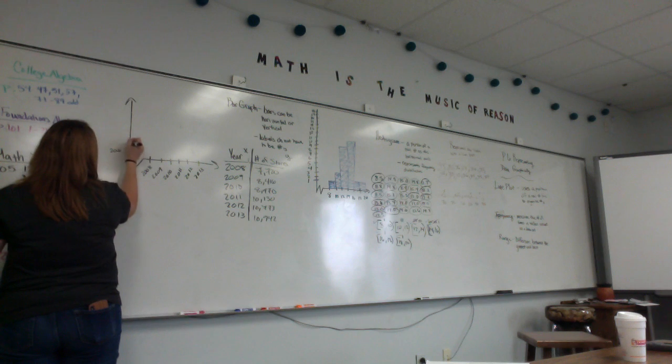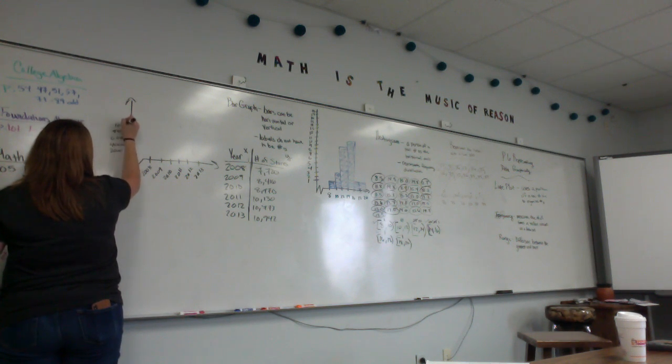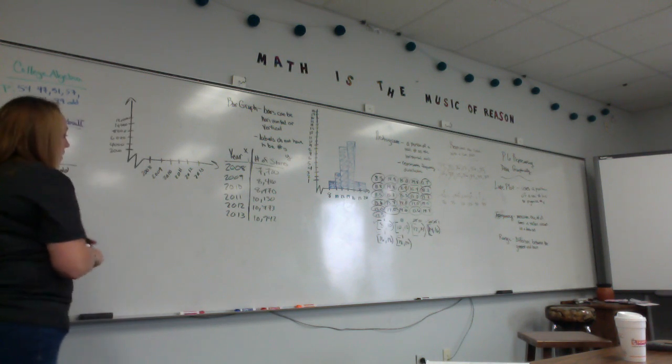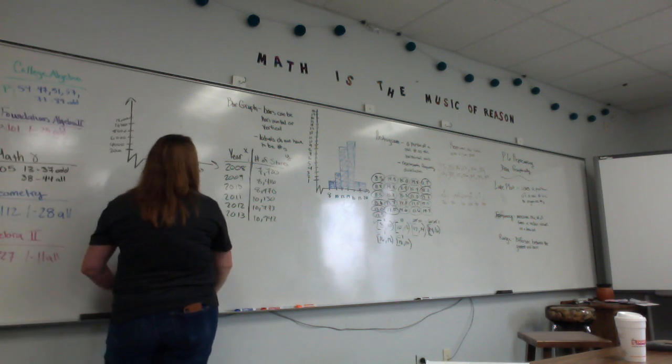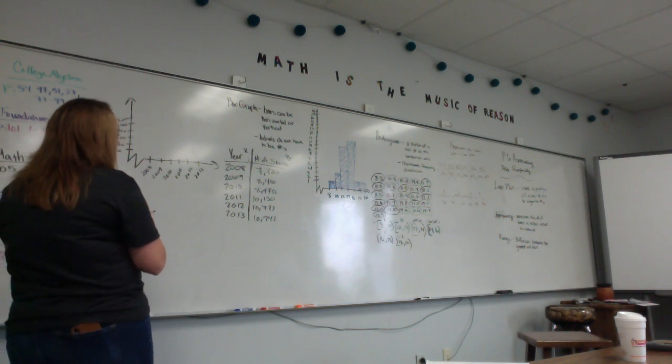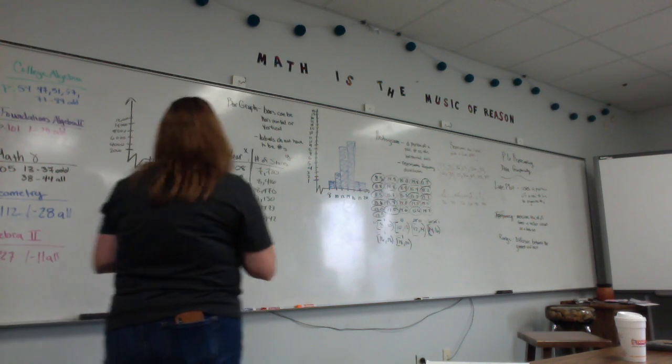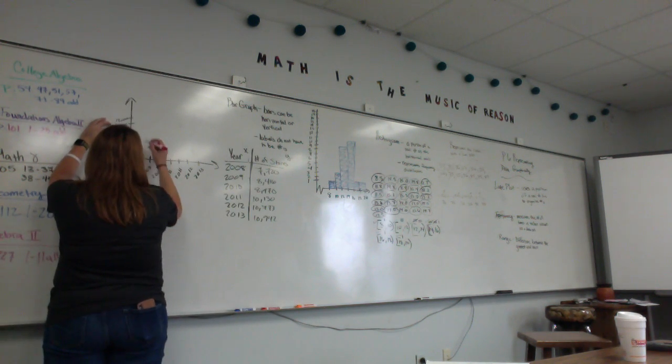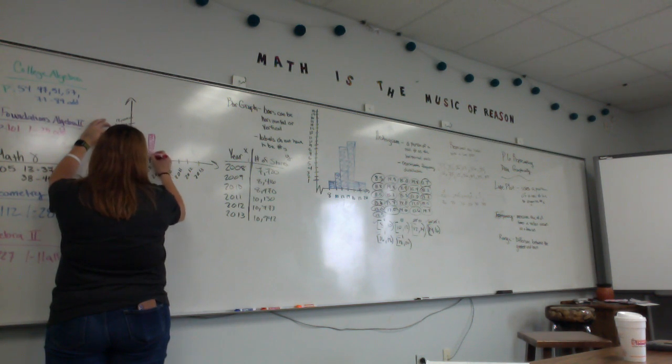2, 4, 6, 8, 10, 12. Okay? From there, you just fill out your bar graph the same way, except your bars do not touch like they do on the histogram. So 2008 is 7,720. So you're going to go to 7,720. You're going to make a bar, and you're going to shade it in.